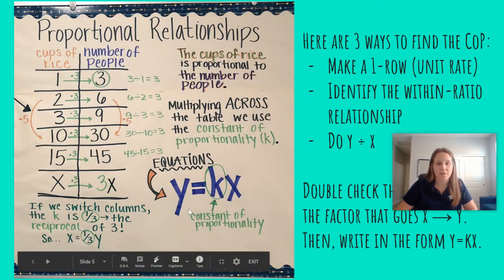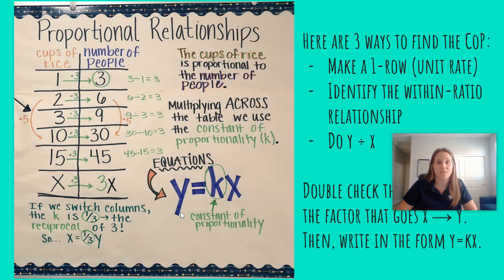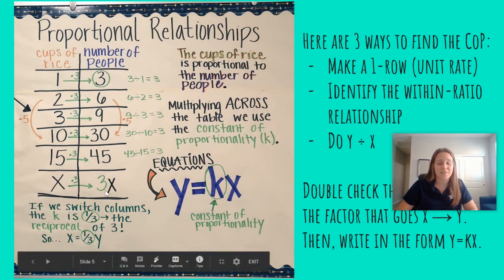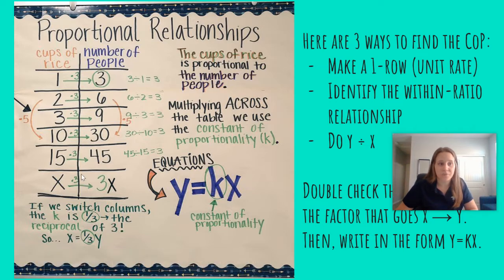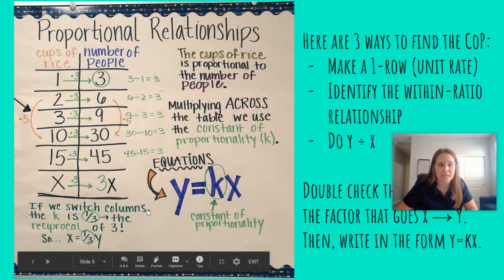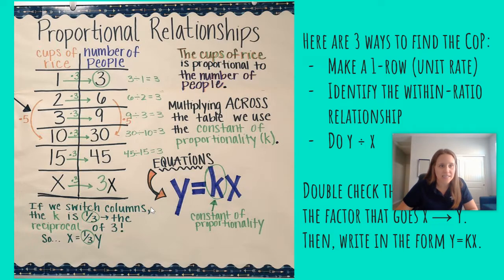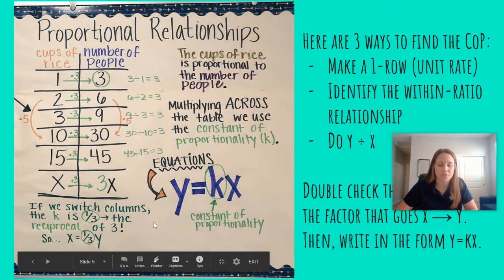So you might have an equation that looks like y equals 3x. This relationship between cups of rice and number of people is a proportional relationship. The COP is 3. The x is being multiplied by 3, so I can write y equals 3x. Note that if you switch directions, then the COP changes to 1/3.